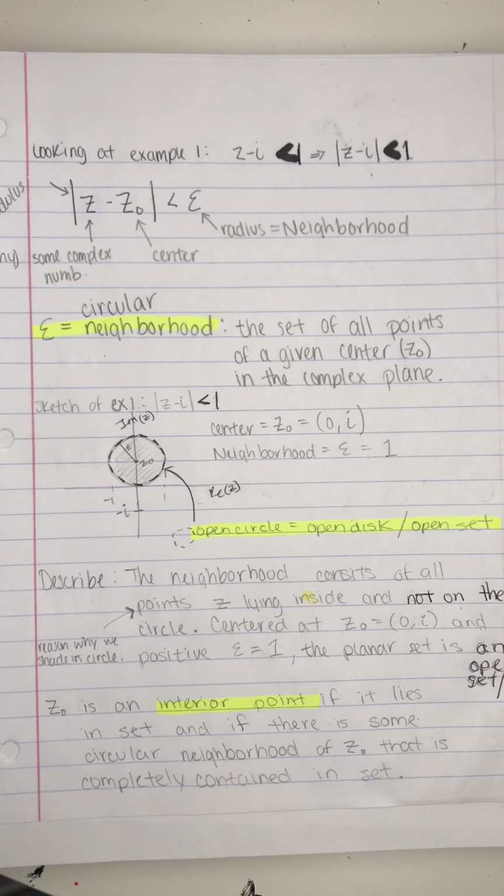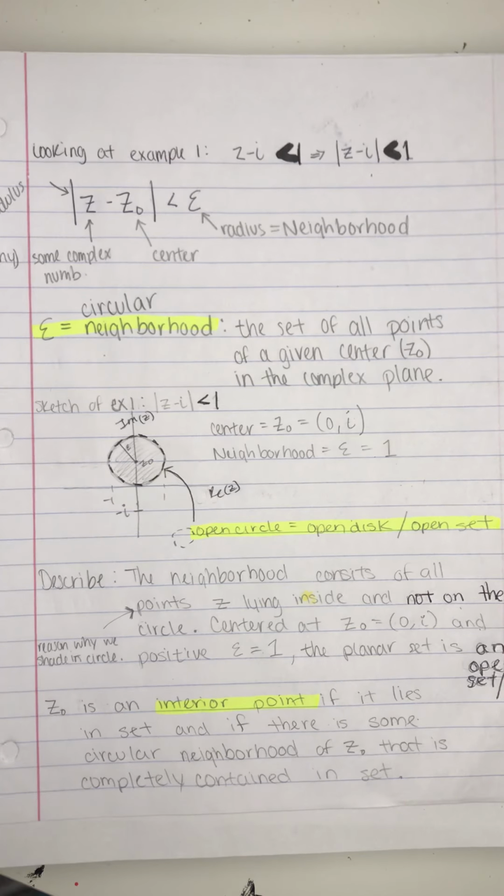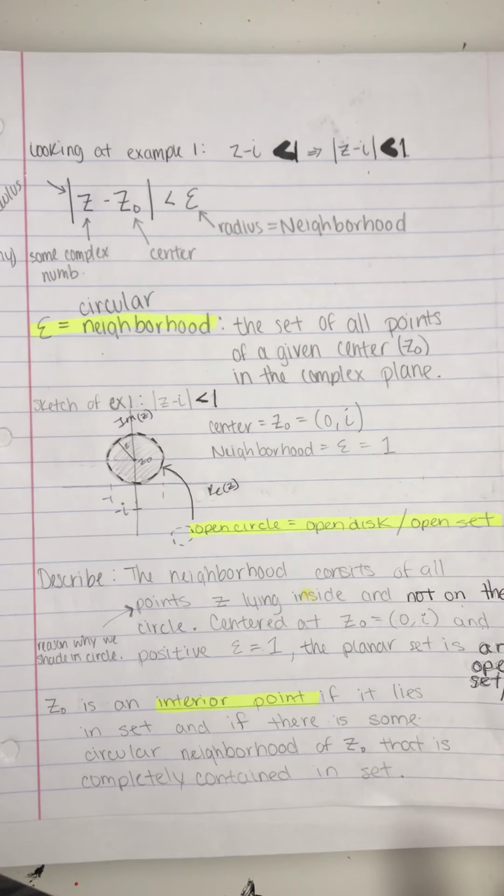Then we're going to look at the center and how we can describe the center. Z sub 0 is an interior point if it lies in the set and if there is some circular neighborhood of Z sub 0 that is completely contained in the set. And I will break that down for you. Go ahead and read that again. And I will go ahead and break down the definition of an interior point.